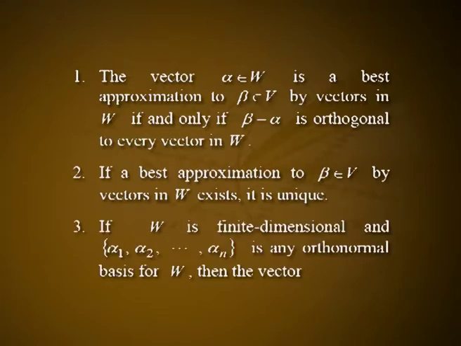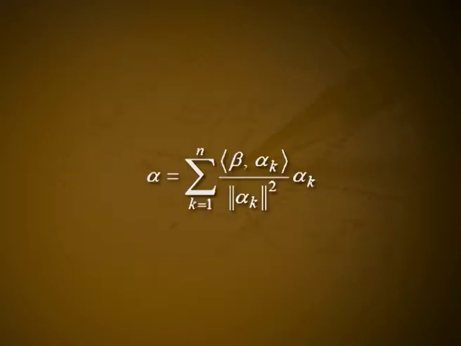If W is finite dimensional and the set alpha 1, alpha 2, etc., alpha n is any orthonormal basis for W, then the vector alpha is equal to the sum over k from 1 to n of inner product of beta with alpha k by norm alpha k squared times alpha k, which is the unique best approximation to beta by vectors in W.